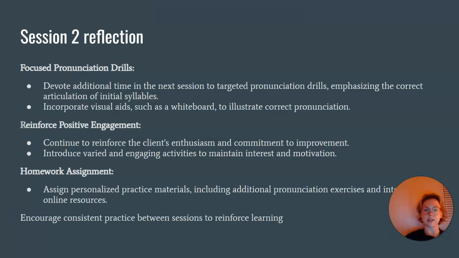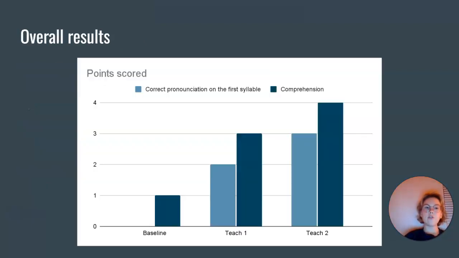So for the overall results, you can see here on the bottom on the x-axis we have the baseline, teach session number 1 and teach 2. On the baseline, my client only got 0 out of 4 on pronunciation and 1 out of 4 on comprehension, and then we see that increase linearly, with 2 out of 4 on pronunciation for teach 1 and 3 out of 4 for teach 2, and then 3 out of 4 on comprehension in teach session number 1, and a 4 out of 4 on comprehension in teach session number 2.